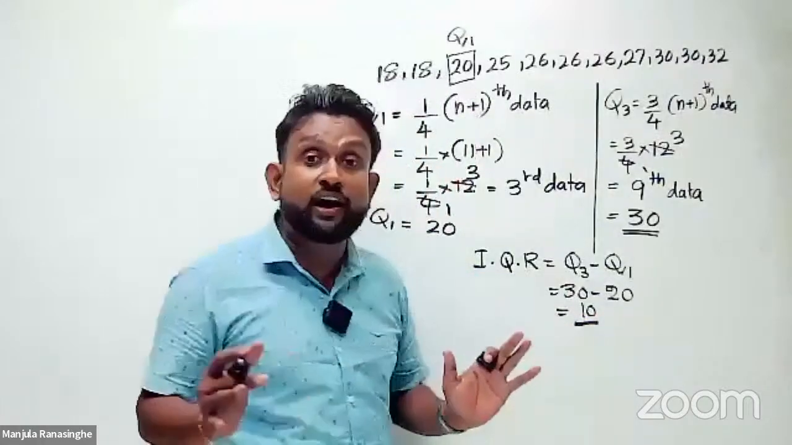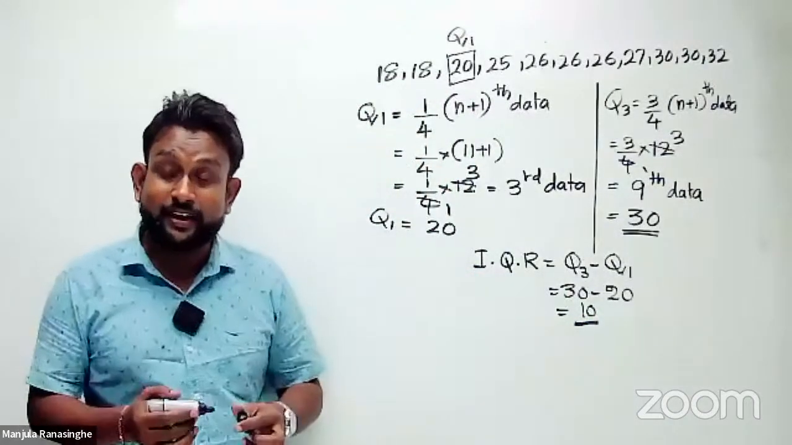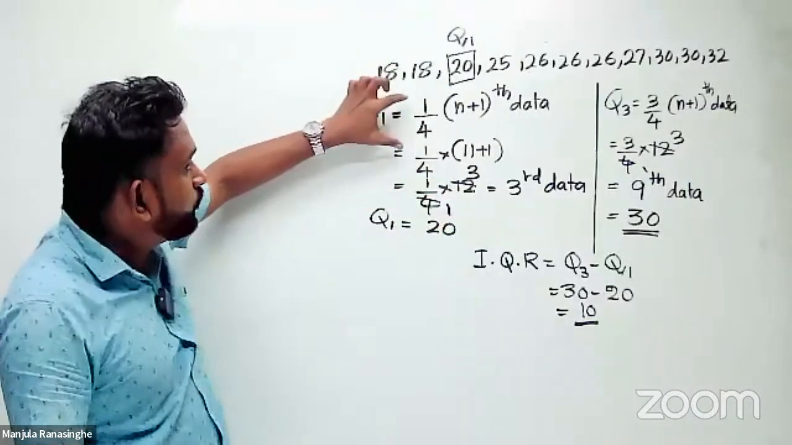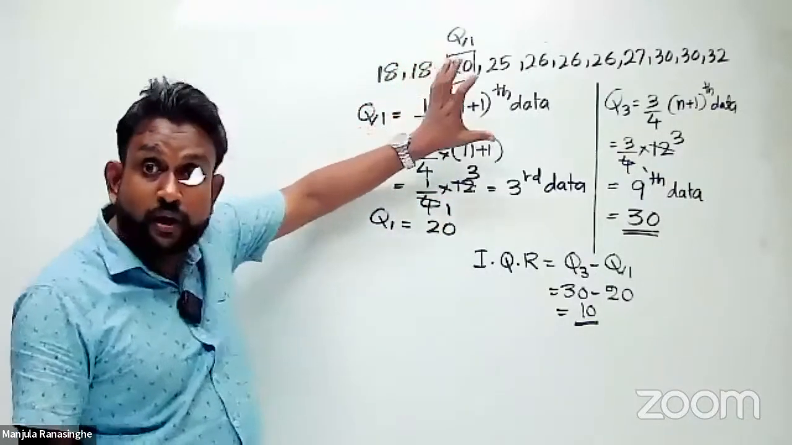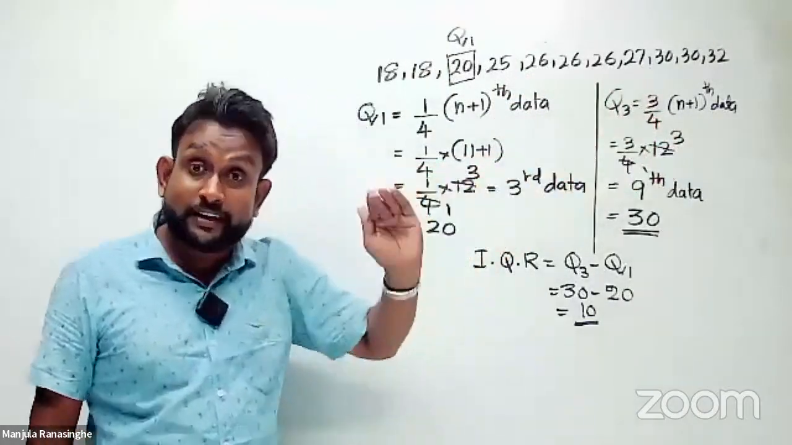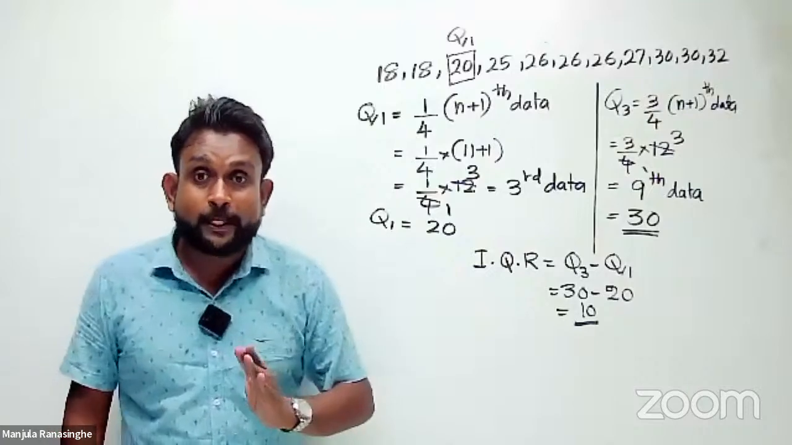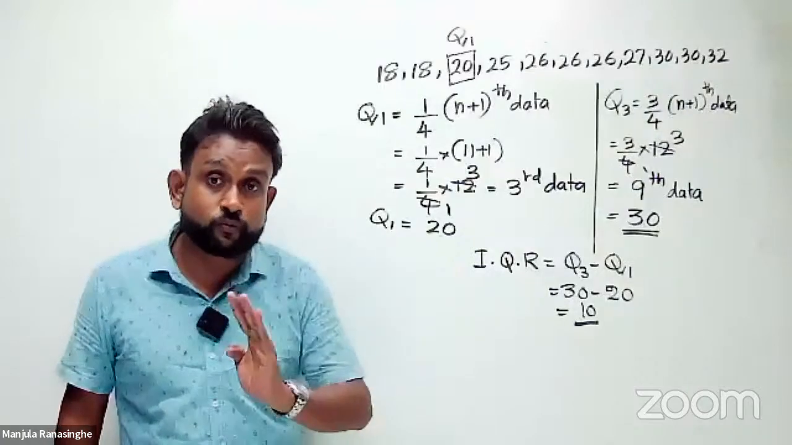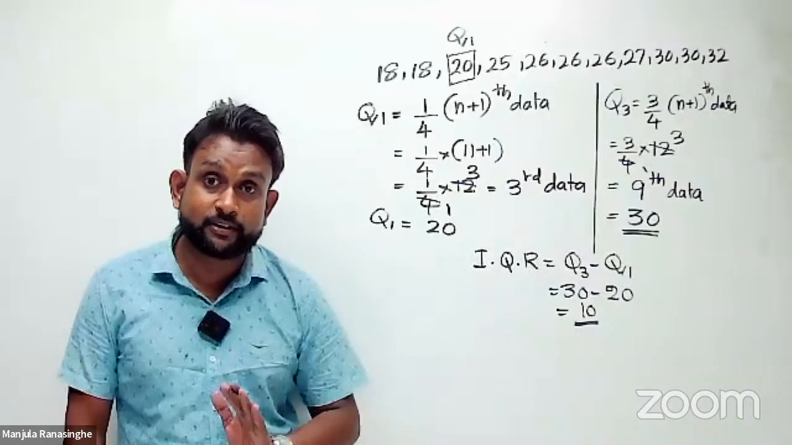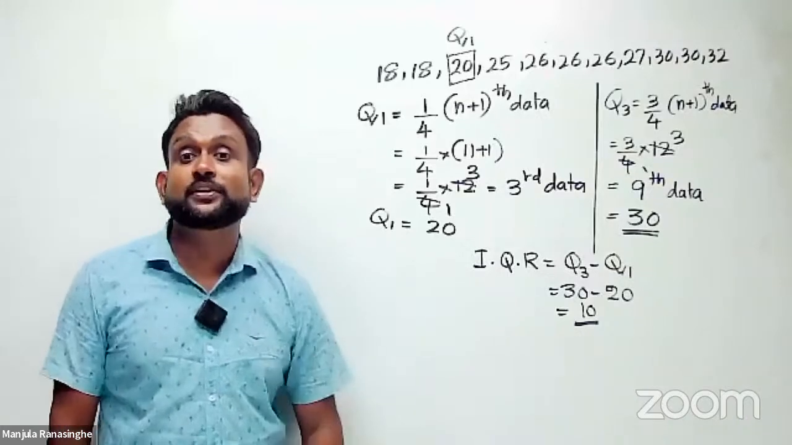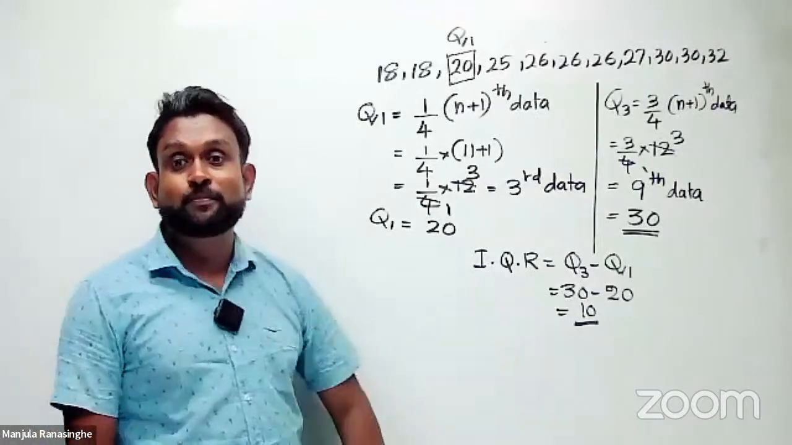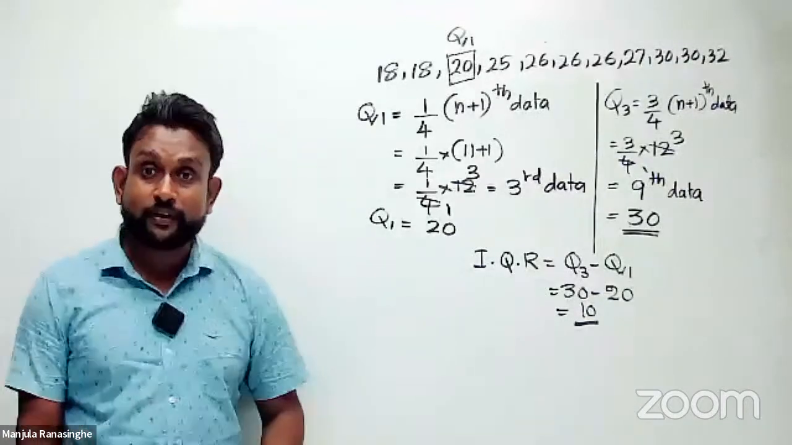So learn how much theory part is there. Finding quartiles, you know the formula: 1/4 into n plus 1 for the first quartile, 3/4 into n plus 1 data for the third quartile. For the second quartile, what we call the median, it is the 2/4 into n plus 1 data. So the interquartile range is Q3 subtract Q1. Okay, right. Learn a lot of theory parts here. That's very important.